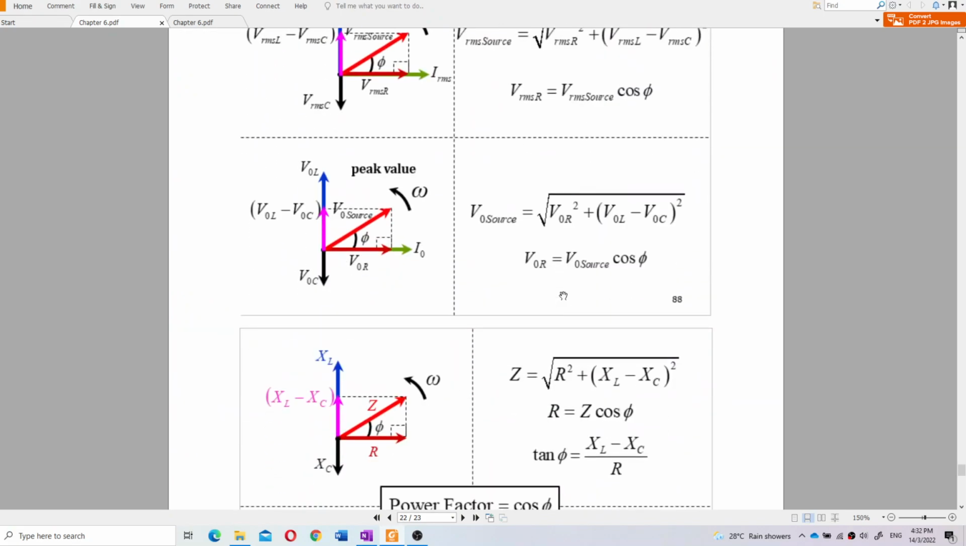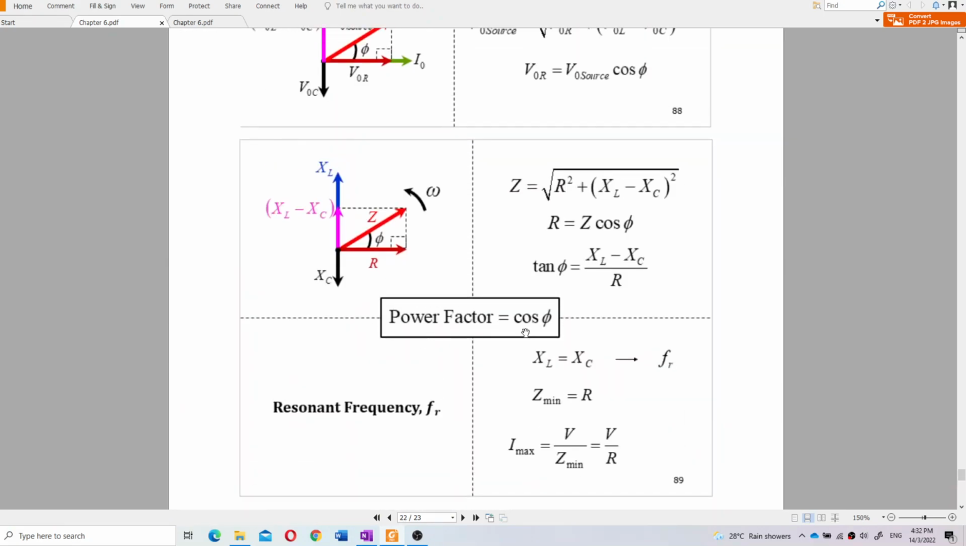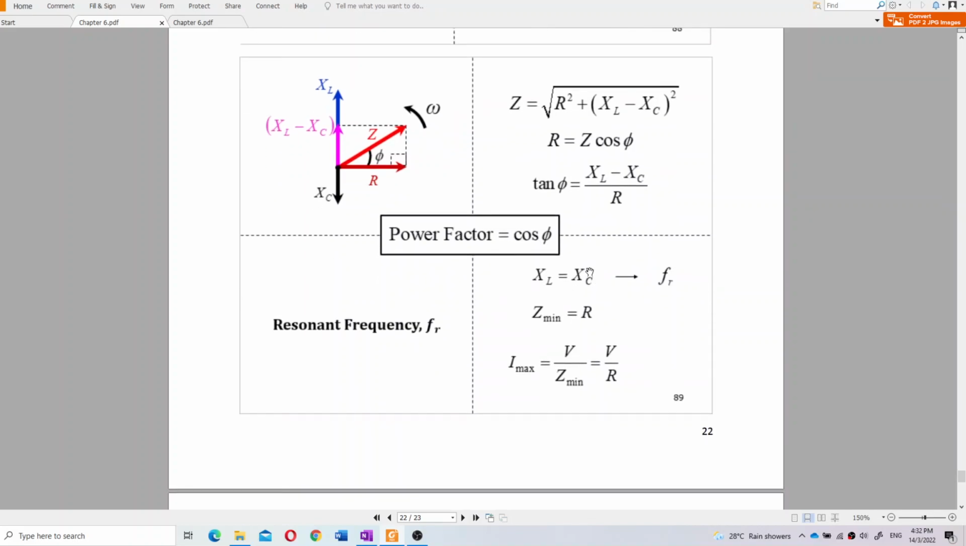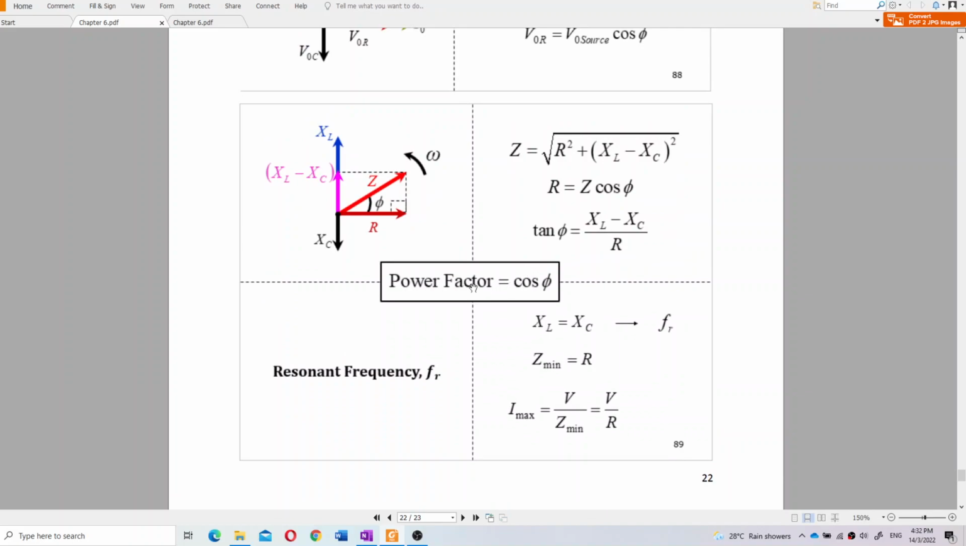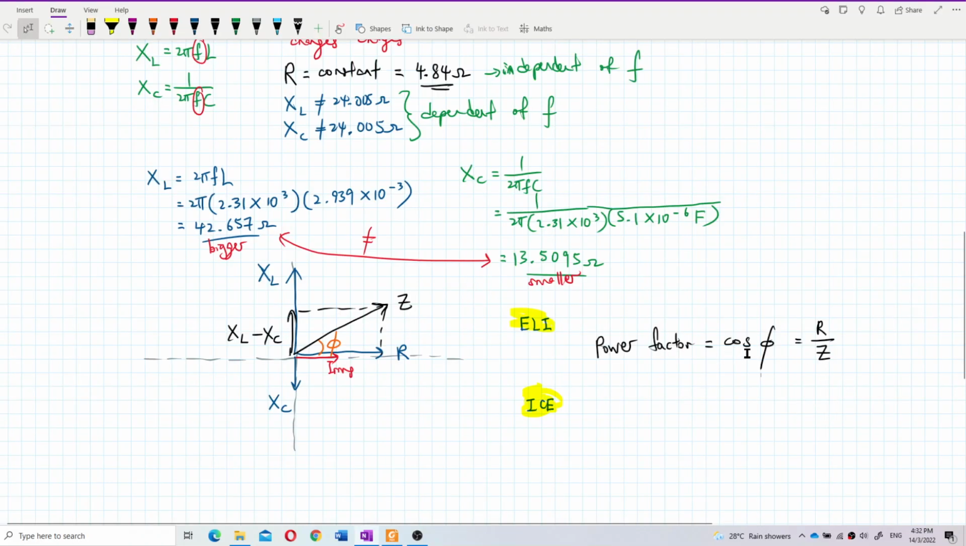That's why I put in my summary: power factor is cos phi. You need to draw the phasor diagram first. Then you've got the phi already. Then you find the cos phi by using R over Z. R over Z gives the power factor. So power factor is cos phi, R over Z.